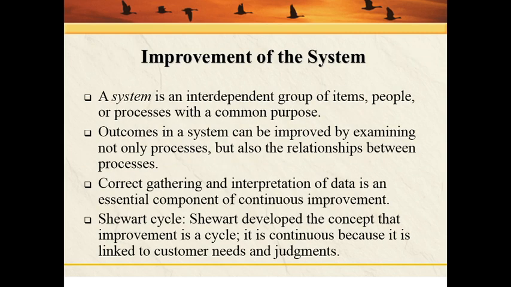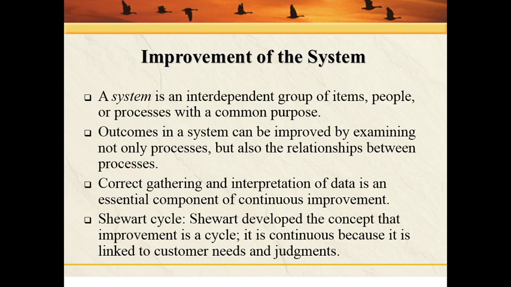Improvements of the system. So what do you understand by a system, students? A system is an interdependent group of items, or maybe people or processes with a common purpose. So this system can be either an item or a set of people, or else some processes. It can be any of these things, right? And what are they working for? They have a common purpose, right? An outcome in a system.